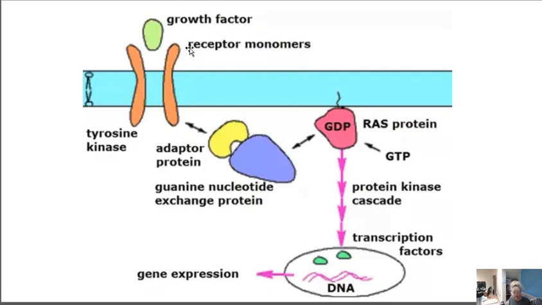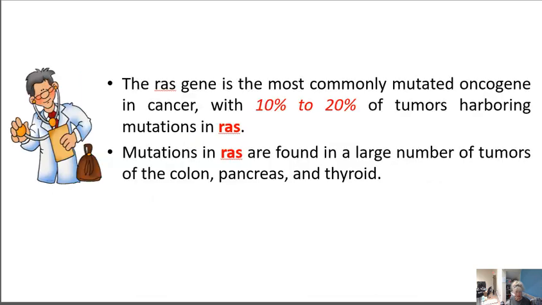So here's your growth factor. Here's your receptor, your transmembrane protein monomers, tyrosine kinase. Here's your adapter protein. Here's your guanine nucleotide exchange protein. Guanine is part of your DNA. Here's your GDP, not your gross domestic product, but guanosine diphosphate. Here's your RAS protein. Here's GTP, guanosine triphosphate. And then what happens is you have a protein kinase cascade, phosphorylation, transcription factors get activated in the nucleus, and then we have gene expression. RAS is the most commonly mutated oncogene in cancers, with 10 to 20% of tumors harboring RAS mutations, and they're found in a large number of tumors such as colon, pancreas, and thyroid.